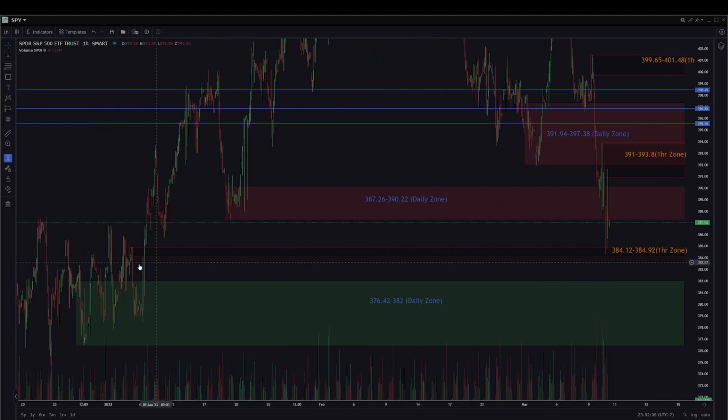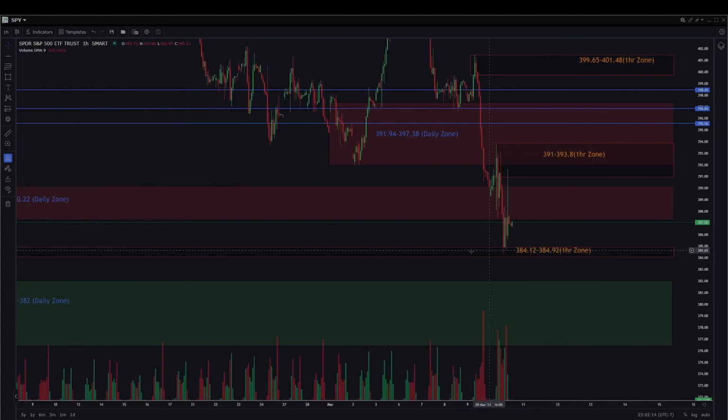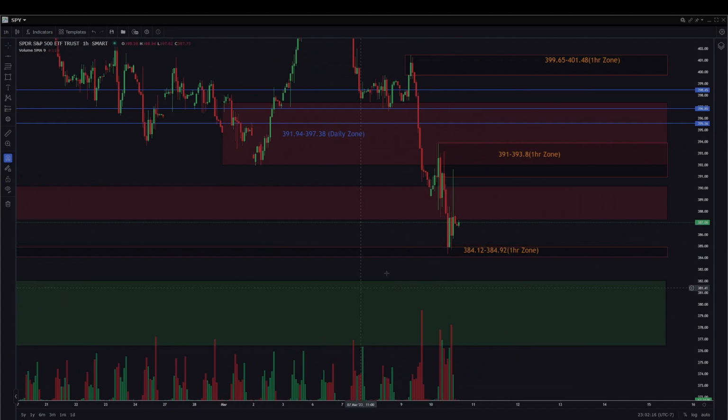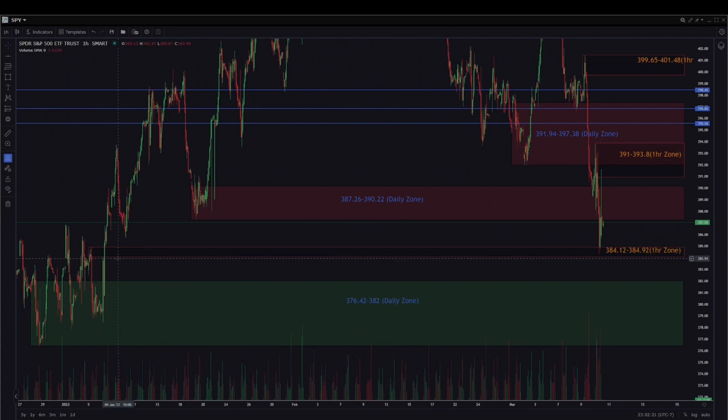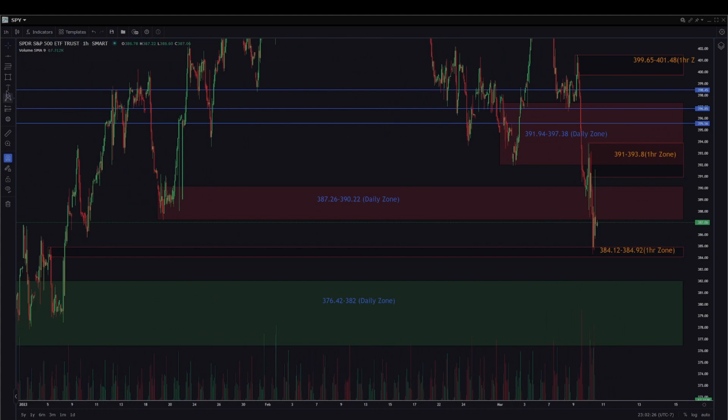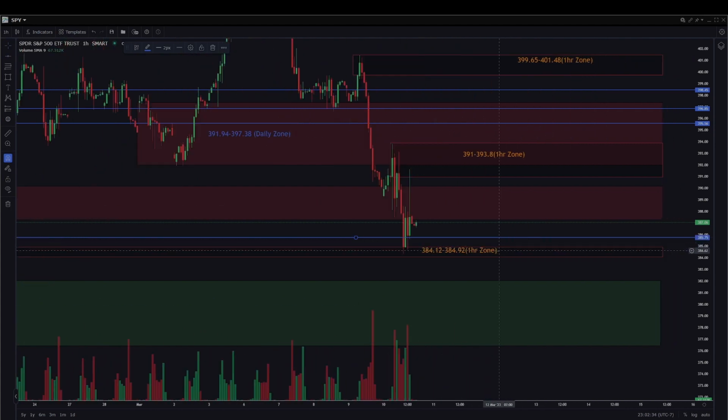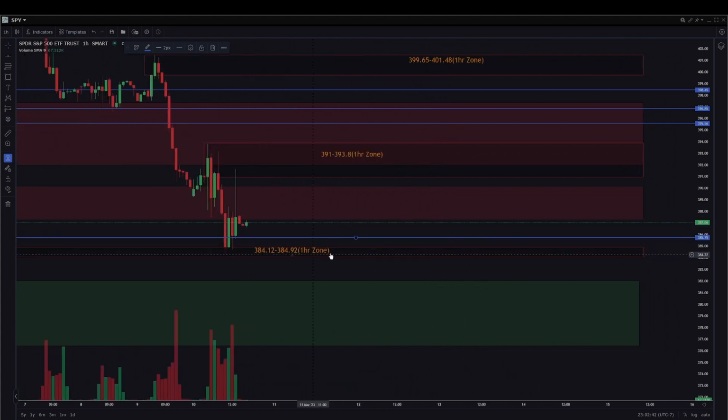And for this hourly zone, I used the most recent price action, so this one right here. And we did wick it on Friday. ES had a much clearer zone, but this one played pretty good. The only support level I see is right here. As you can see, it bounced off on Friday, which I was done trading once we got towards this bounce.